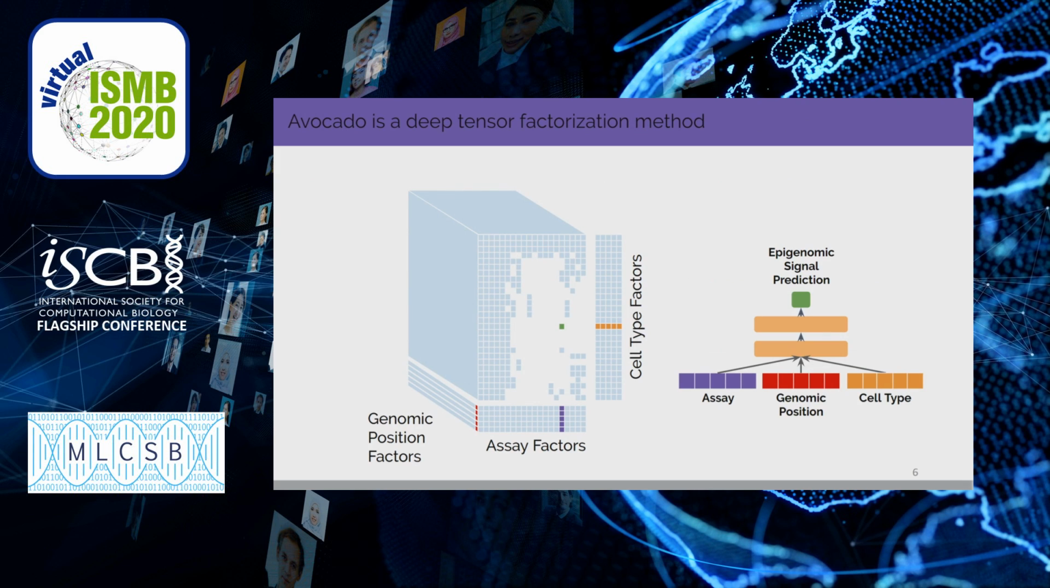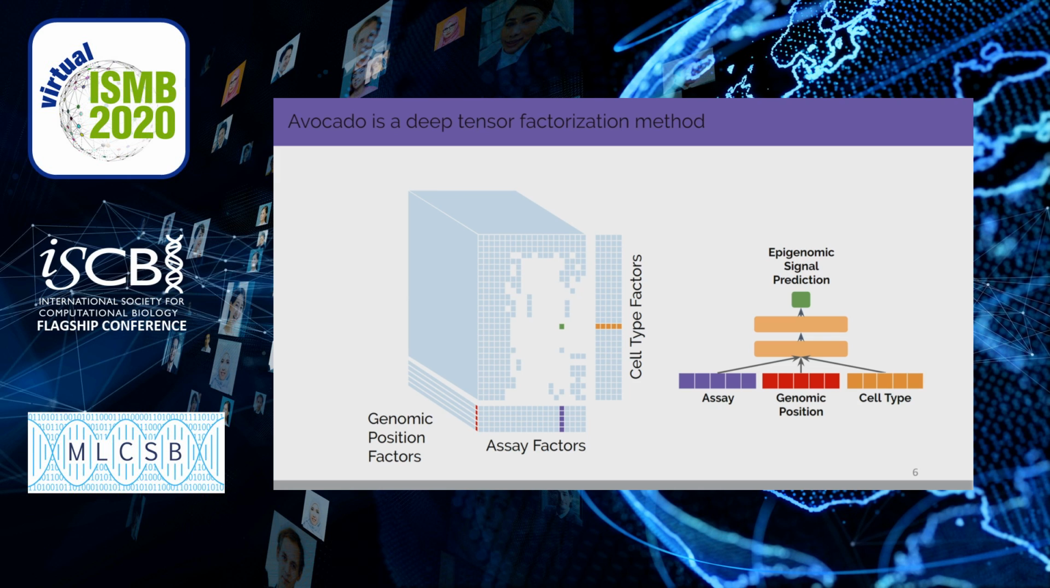In its original formulation, Avocado is a deep tensor factorization method that is applied to a compendium of data from a single species. It is a tensor factorization approach because it organizes this compendium into a 3D tensor, where the axes correspond to the assays, the cell types or biosamples, and the genomic positions, because each one of these experiments yields genome-wide measurements. It then learns low-dimensional linked representations for each of these three orthogonal axes.